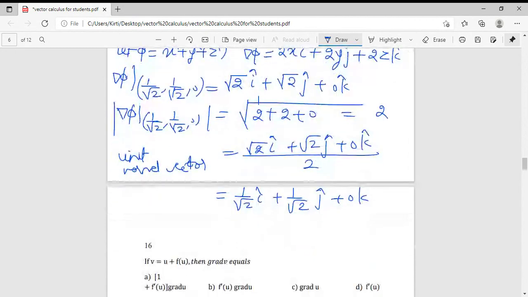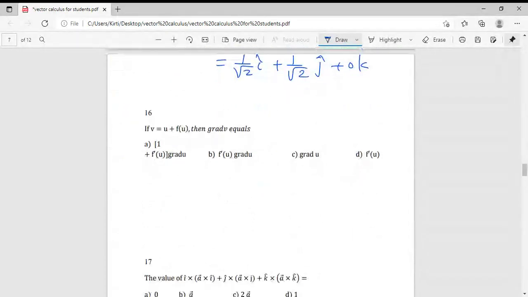So in this way, the problem can be solved. You should not worry at all if you know the concept of the gradients, divergence, its evaluation, then it's very easy to find out the correct answer. Now let's move to the next question.